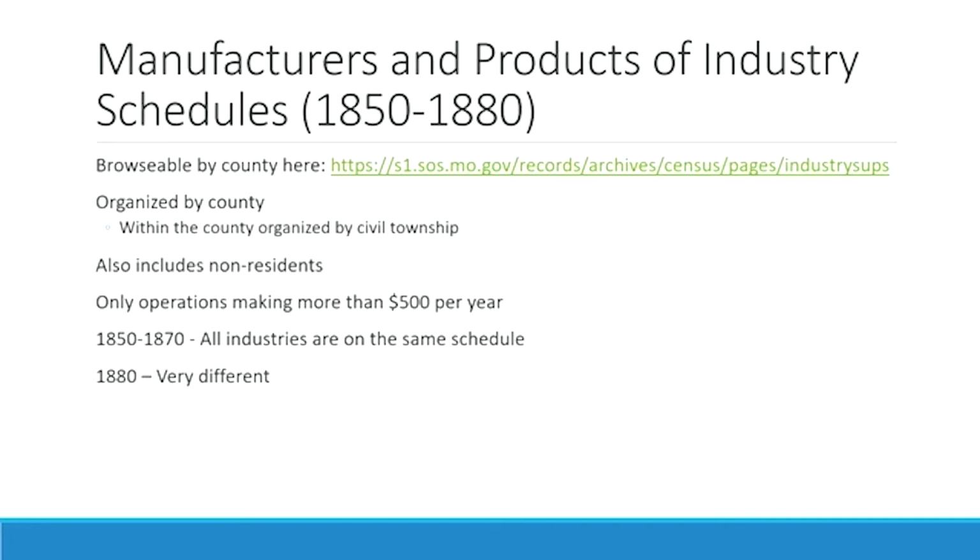The manufacturer's schedule is only for operations making more than $500 per year. From 1850 to 1870, all the industries are on the same schedule. And again, 1880 looks very different. Another thing to keep in mind here is if your ancestors' main occupation was farming and they owned a farm and they're on the ag schedule, if they had any sort of side job, like being a blacksmith or operating some sort of mill on their farm to help supplement the income and made more than $500 per year at that, they might also show up on the industrial schedule. So don't assume that your ancestor's not on the industrial schedule just because they're on the ag schedule.